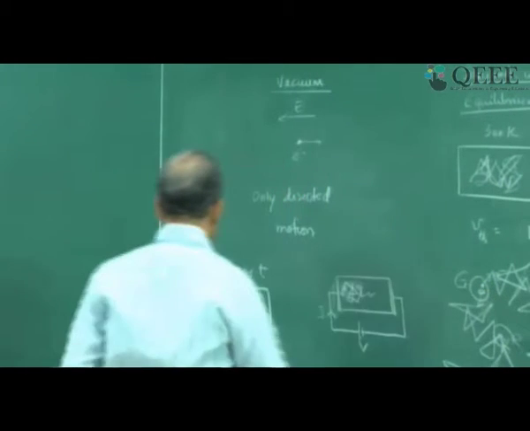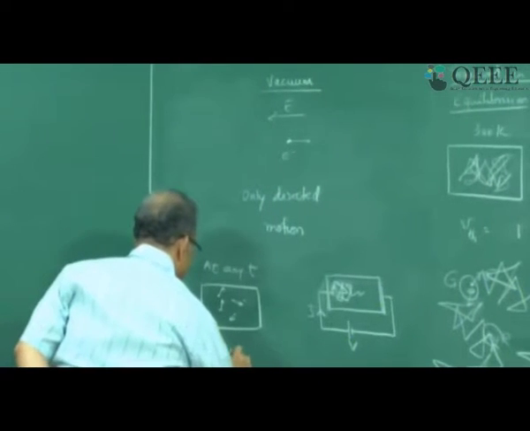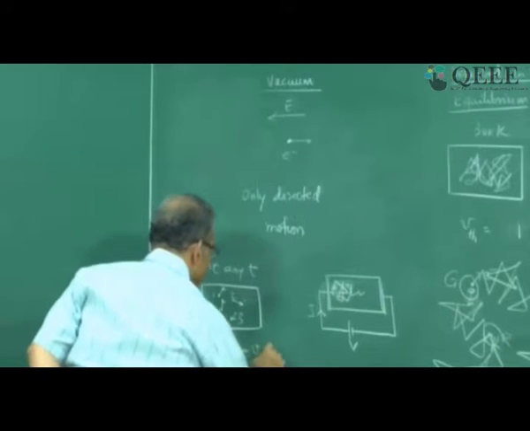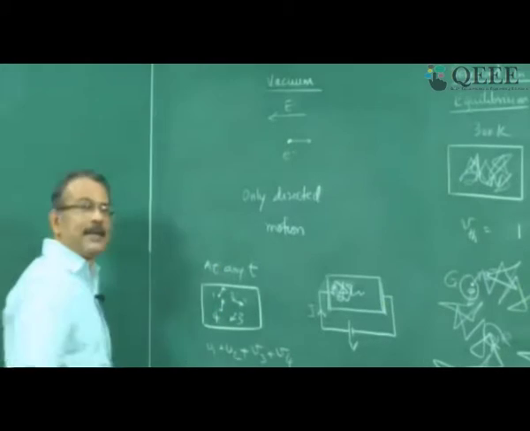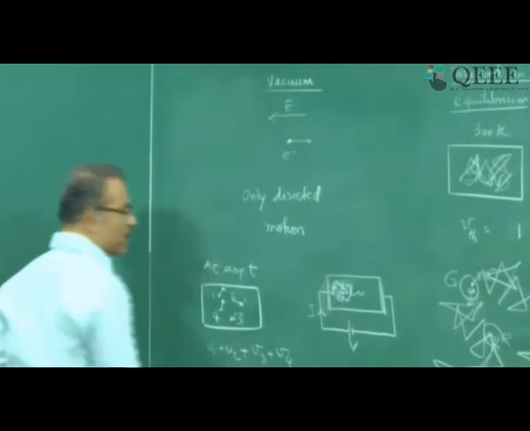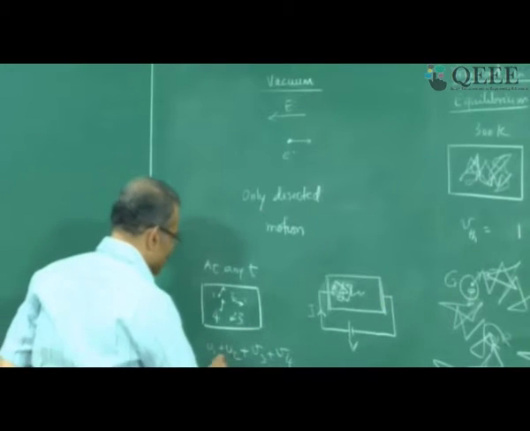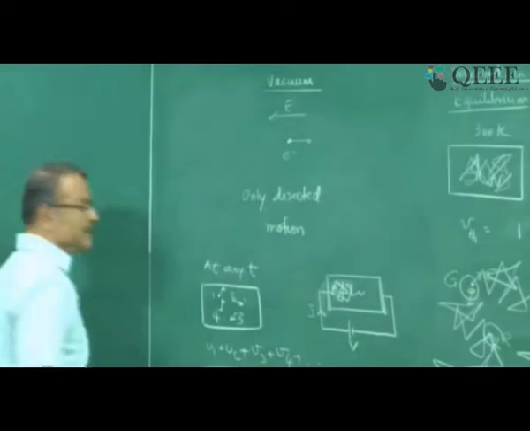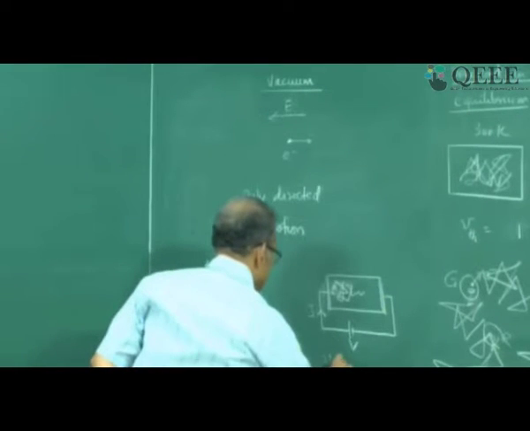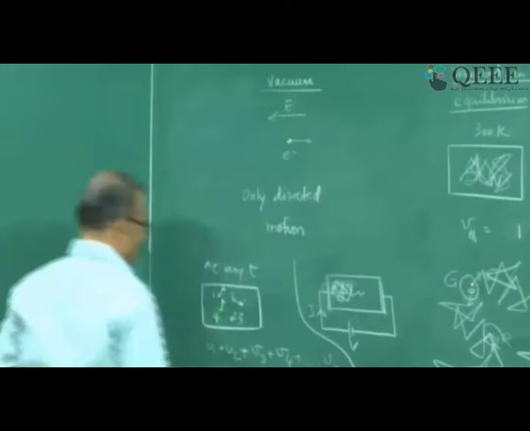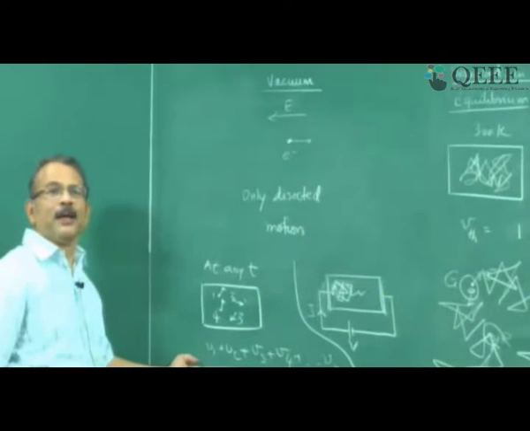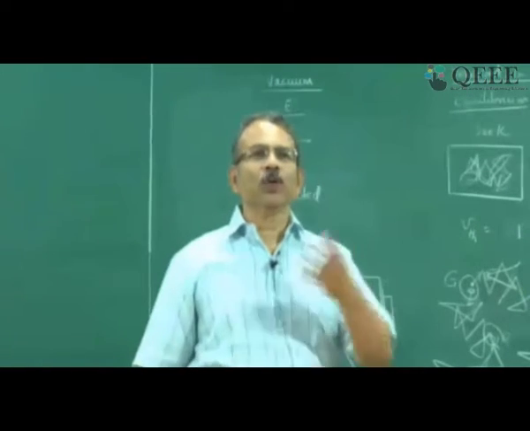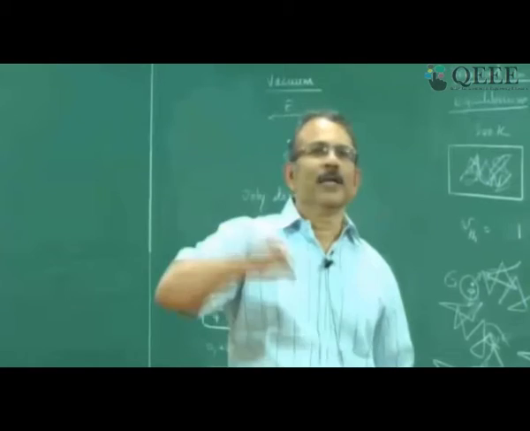I cannot take the average like V1 plus V2 plus V3 plus V4, because velocity is a vector. You have not only magnitude but also direction. So if I were to take the arithmetic average for n carriers, then this average will be 0. So I cannot take this average. Then how do I capture the fact that there is motion? I know that there is a lot of motion, though it is random.